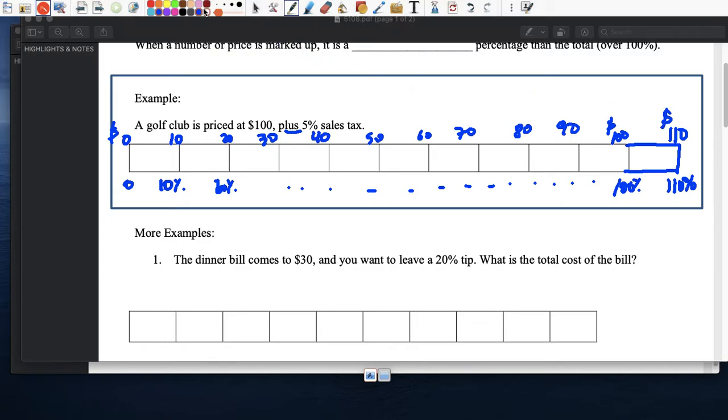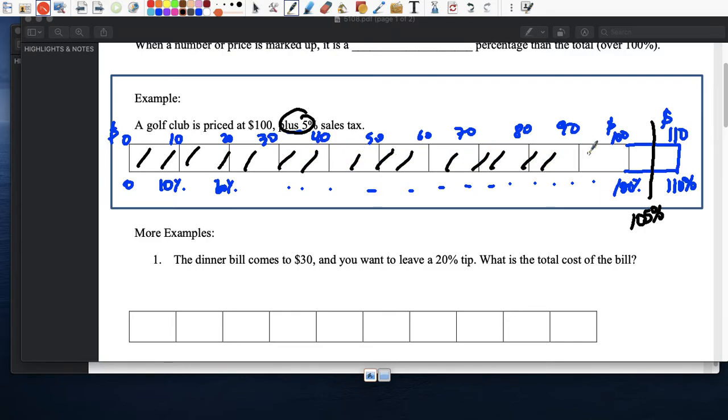Now, the tax is only 5%, so I'm actually going to pay 105%. So let me put a line over here, right? Because it's 100%, which is what I have to pay. I have to pay this whole amount, the full amount, 100%, plus 5% extra. This extra 5%, that's the tax.